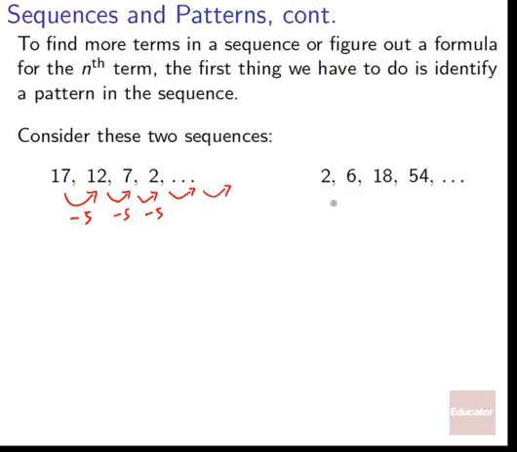Similarly, over here, how do we get from 2 to 6, from 6 to 18, from 18 to 54? Looking at it for a while, we probably realize that what we're doing is multiplying by 3, right? 2 times 3 gets us 6. 6 times 3 gets us 18. 18 times 3 gets us 54. So this pattern will continue on throughout the rest of the sequence because it showed up in all of the sequence that we saw. We figured out what the patterns are.